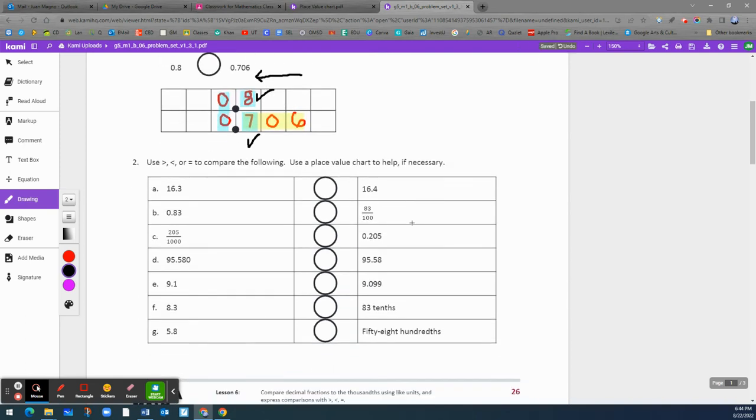Okay, let's do one more from this table. Notice that they gave it to us already here. So we have 83 hundredths, and this is 83 hundredths. Oh, look at this. These two are the same. The only difference is that this is written as a decimal form, and this is written as a fraction form. So in this particular case, these two are exactly the same.